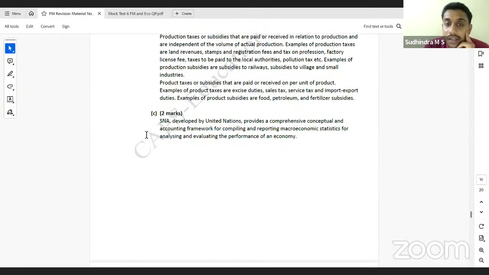Then SNA provides a comprehensive conceptual and accounting framework for compiling and reporting macroeconomic statistics. This word is important: macroeconomic statistics. Bringing in this comprehensive concept gives you 1 mark. For analyzing and evaluating the performance of the economy, 1 mark.